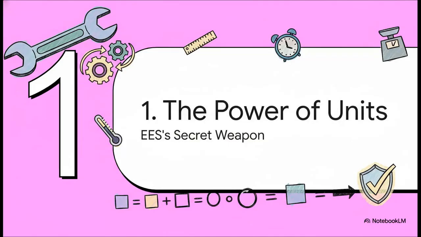See, EES has this secret weapon. It doesn't just crunch numbers blindly. It can actually understand the physical meaning behind them. By letting you assign units to every single variable, EES automatically checks your work. It's like having a little proofreader that lives inside the software, constantly making sure your equations are dimensionally consistent. And if it finds something weird, it flags it for you, which is an amazing first line of defense.